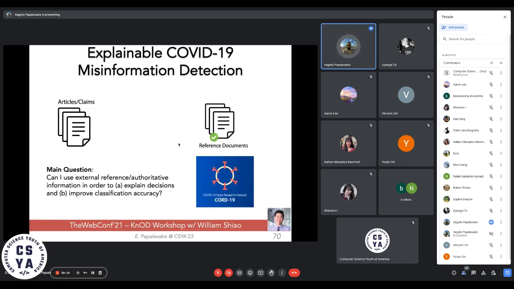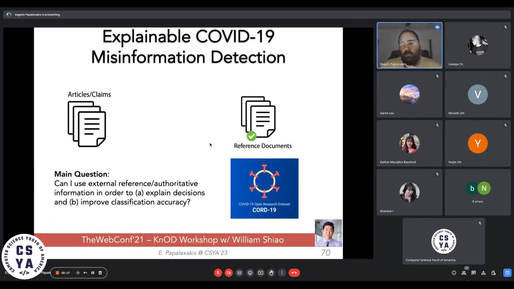We've tried to do something like that in explaining decisions for COVID misinformation. What we did was basically use reference documents, meaning published literature, articles and manuscripts that talk about different topics. So we essentially say this is misinformation because, and here's why: this paper says this is how this happens, and that's why what this article says is false, or that's why what this article says is true.